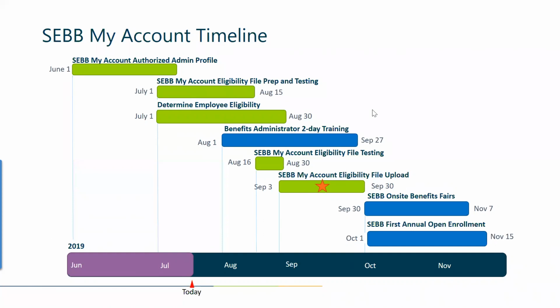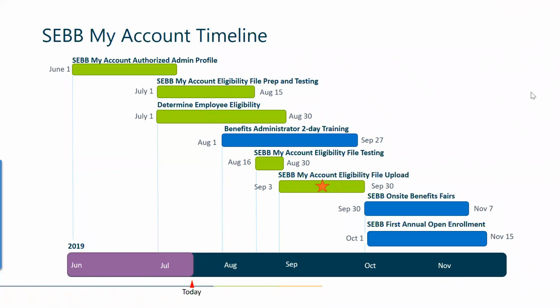Next one is the third green bar there, determine employee eligibility. And we are encouraging you to get started on this as soon as possible if you haven't already done so. And I'm going to have a slide in just a moment where I'll talk through a little more detail, but we do want to have you complete your eligibility files by September 3rd, making the determinations so that you can upload on September 3rd when SEBB My Account becomes available to you. So that's about 6 weeks from today. And once you've made those eligibility determinations, that you get it somehow recorded in the personnel files that you have to make sending the file in easier. And again, we'll talk about this more in a moment.